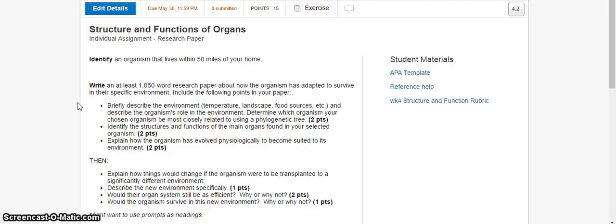Y'all, this is one of the two week 4 assignments. This one's the structures and functions. So this is our research paper. It's fun. Okay, so on the side, we're just going to go through the side first.